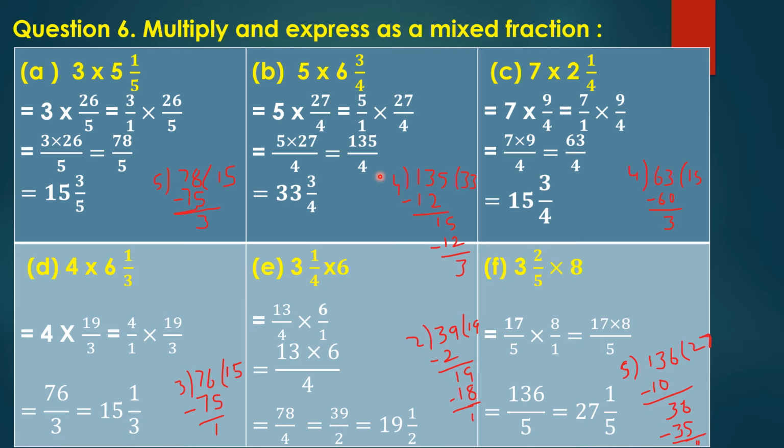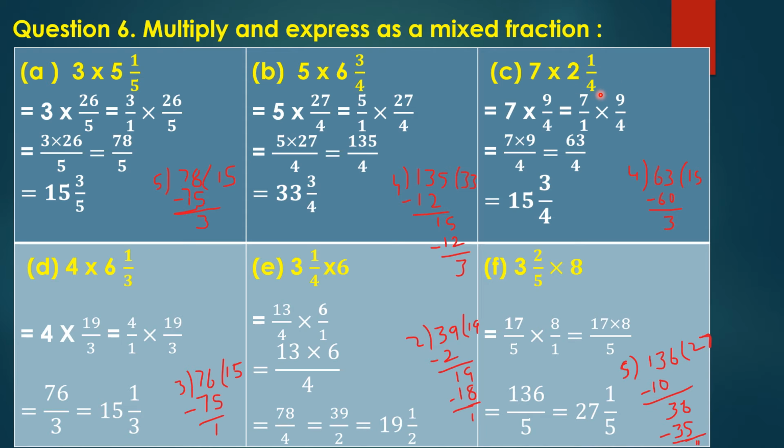So the mixed form of this is 33 3 by 4. How? 33 into 4, 132. 132 plus 3, it is 135. So 135 by 4 can be written as the mixed fraction 33 3 by 4. The next one, 7 into 2 1 by 4.